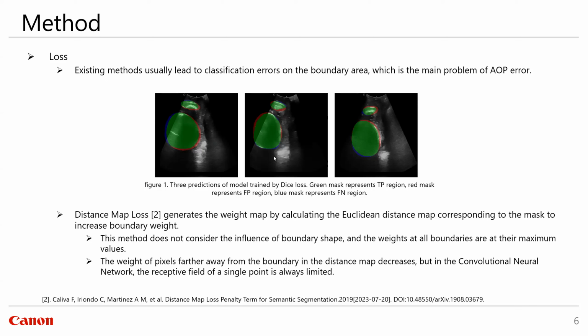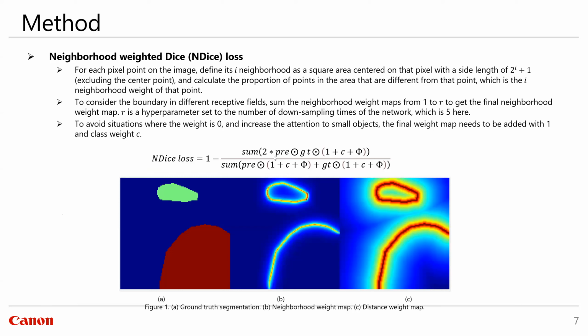But this method does not consider the influence of boundary shape, and the weights at all boundaries are at their maximum values, and the weight of pixels farther away from the boundary in the distance map decreases. But in a convolutional neural network, the receptive field of a single point is always limited. So considering this, we introduced the neighborhood weighted dice loss.